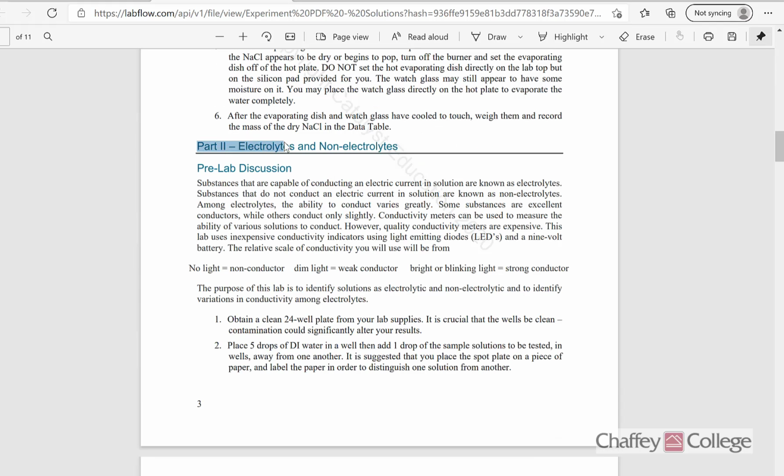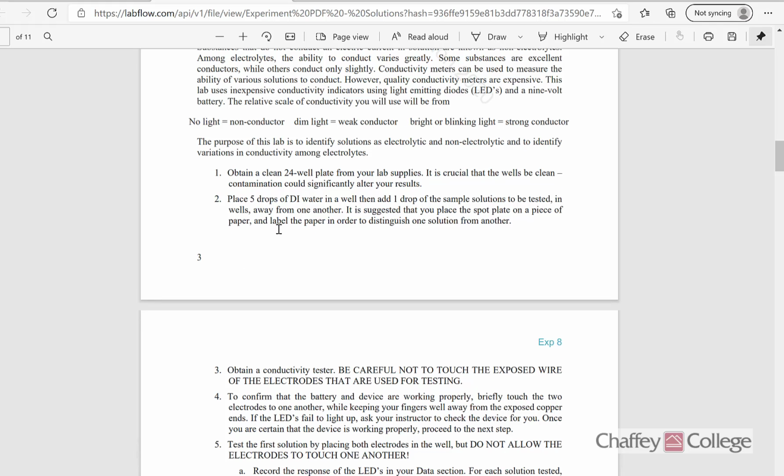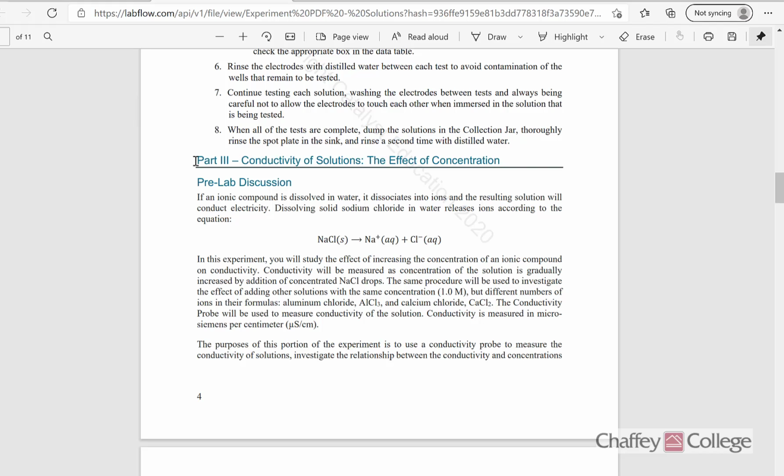In part 2 of this lab, we will compare the properties of electrolytes and non-electrolytes on conductivity. In this section, we have various solutions given to us, and we will measure the conductance. And from the conductance of electricity, we will determine whether a solution contains an electrolyte or a non-electrolyte. And in part 3, we will see the effect of concentration on the conductance of that solution.